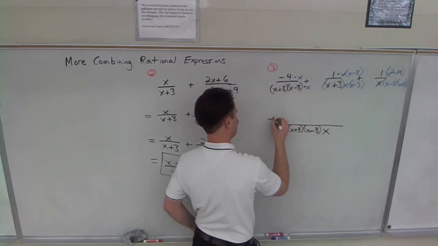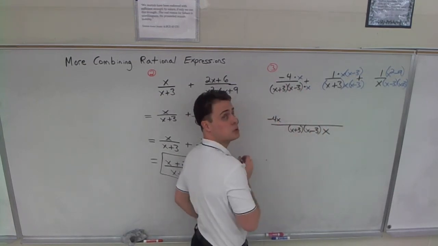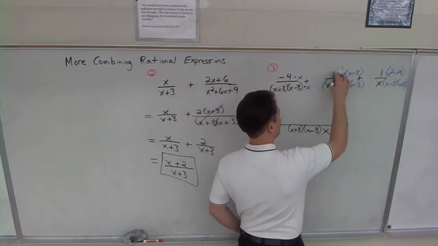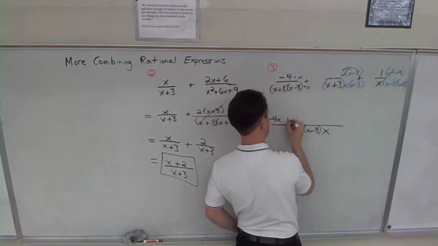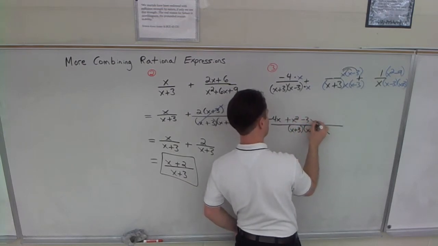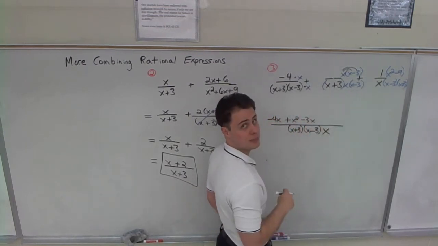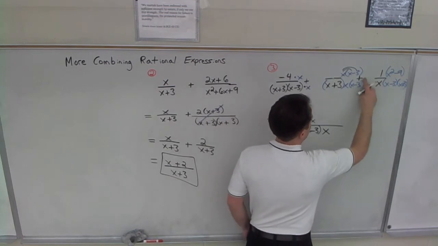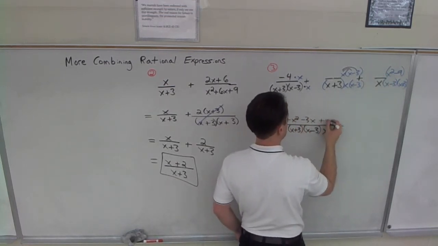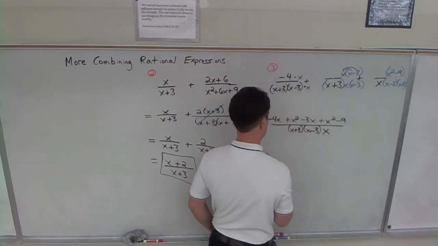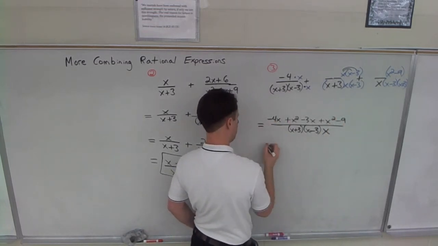On this one we get negative 4x as the numerator's contribution. Over here I don't really need this 1, I don't think. So I can just distribute x squared and minus 3x. I've got a plus, so I don't have to distribute a minus. And I've got a plus here too, and I don't think I need that 1, so it's just plus x squared minus 9. All right, doing a little bit of simplifying.